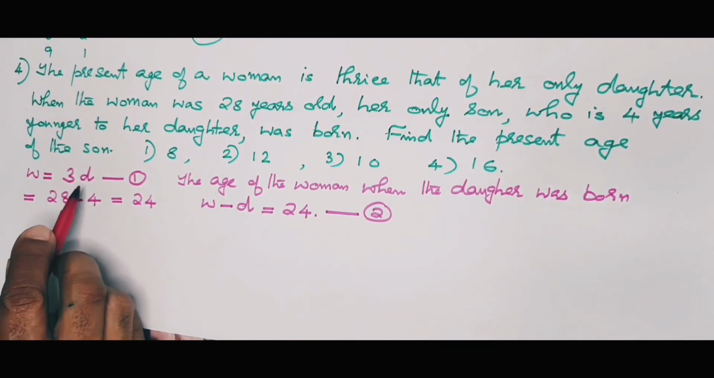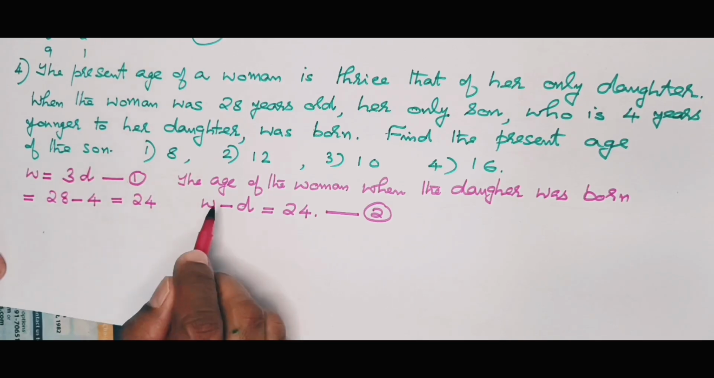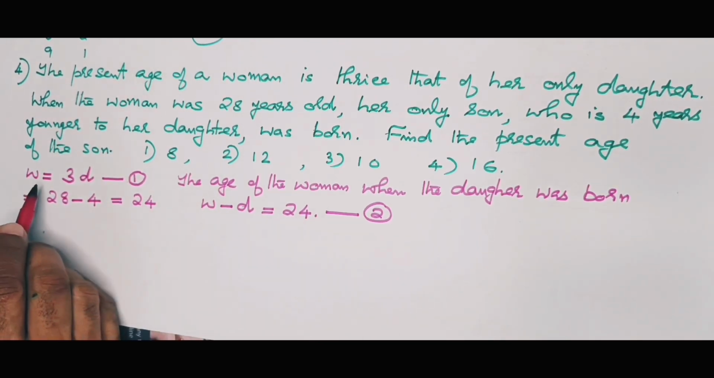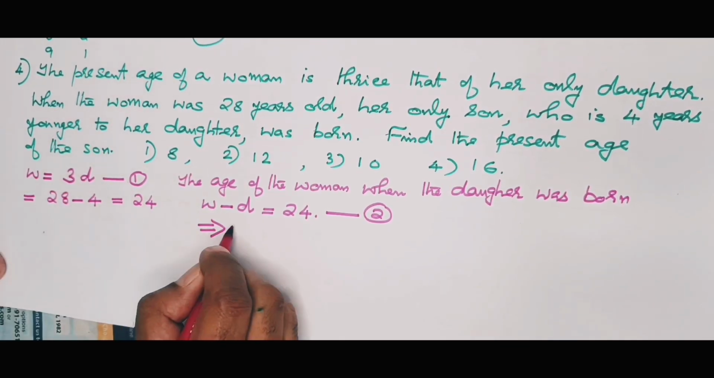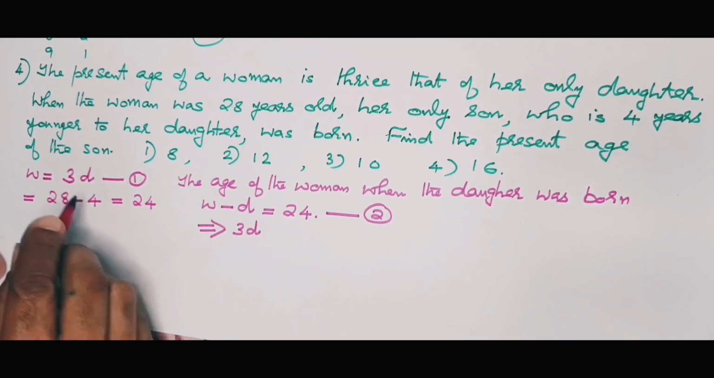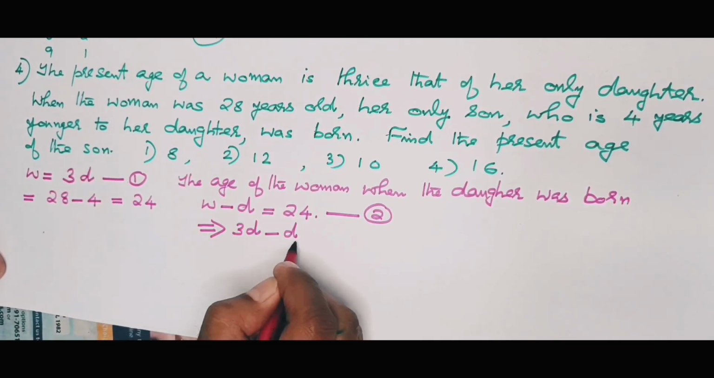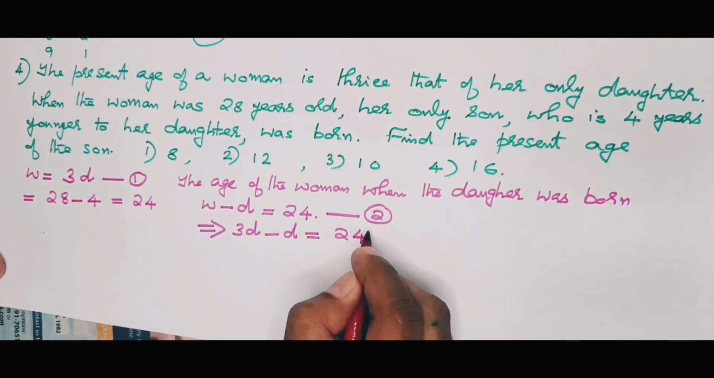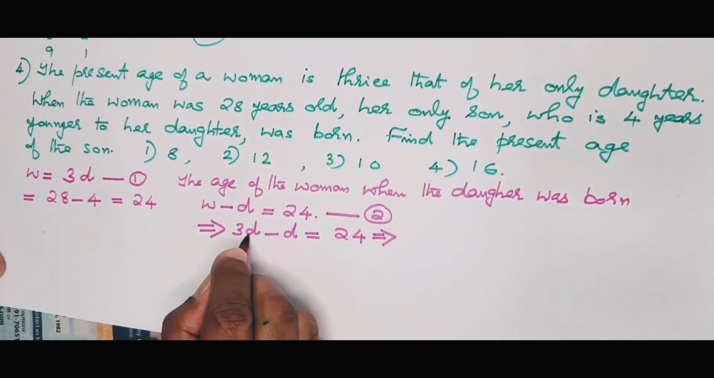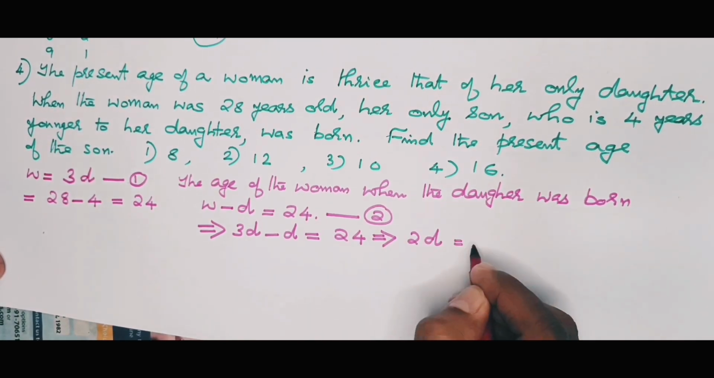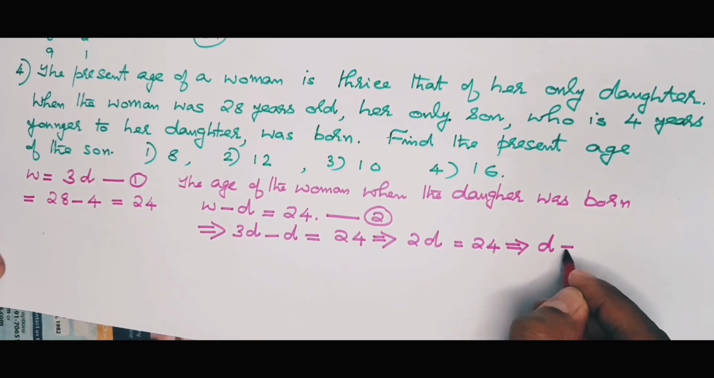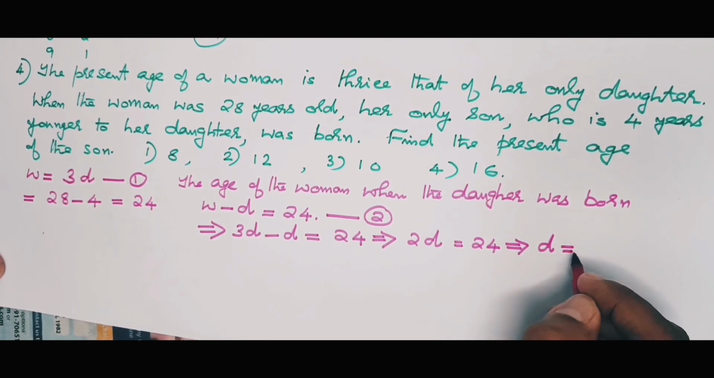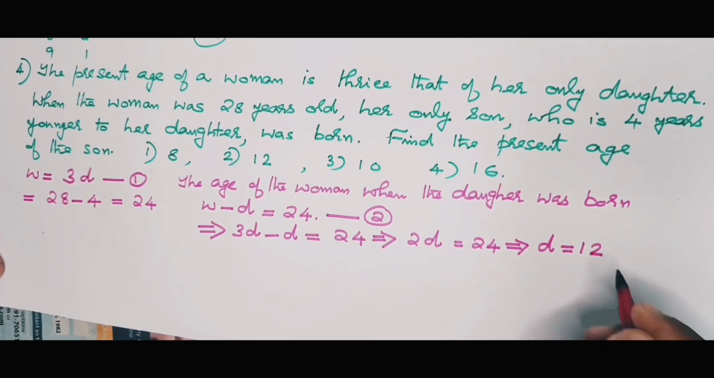So look, we have two equations: W equals 3D, and W minus D equals 24. Here you may use the method of substitution. Instead of W, let me substitute 3D. Can you see that? And then comes this D. So 3D minus D equals 24. 2D equals 24. This implies D equals 24 divided by 2, which is 12.